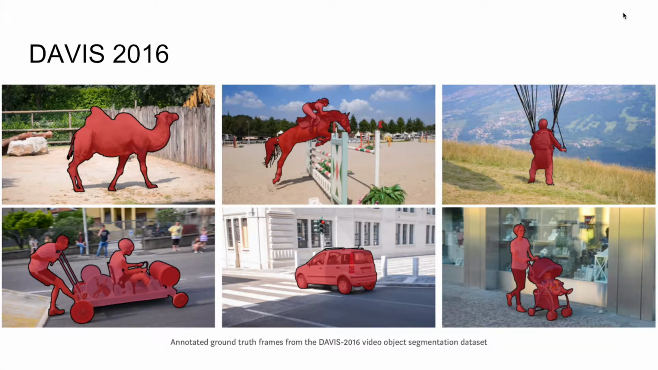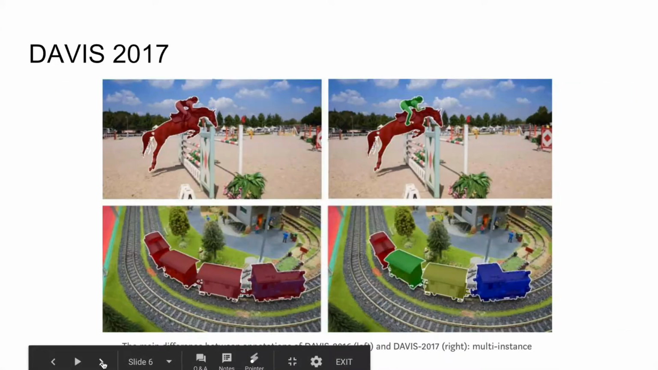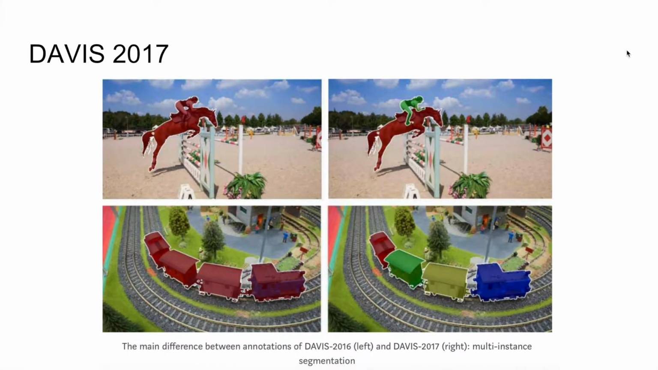A popular dataset is the DAVIS dataset. It means densely annotated video segmentation. Dense here just says every frame is annotated. The first set came out in 2016, with only one instance in each video. Then in the following year, 2017, they updated the dataset, and there are now multiple objects being marked out in each video.